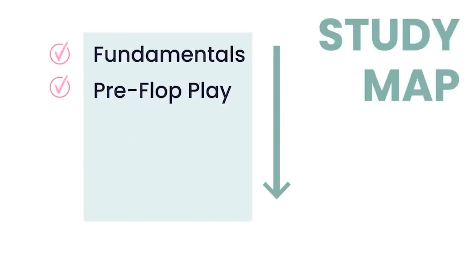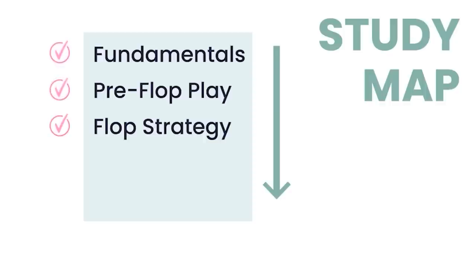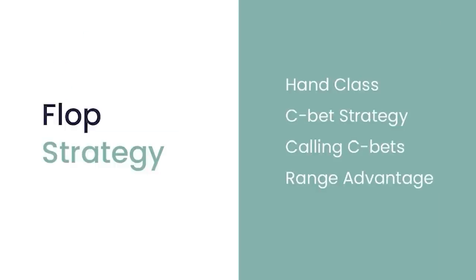Okay, so once you're confident in your fundamentals and pre-flop play, you want to start working on your flop strategy. This includes things like hand classes. I don't know if you've watched my course on continuation betting, but I talk about hand classes in there. That's just grouping the different types of hands together and having an idea of which hands you should be checking and which hands you should be betting in certain situations. So continuation bet strategy, calling c-bets, range advantage. So these are all things that you should be studying after you've nailed down the fundamentals. So definitely start working on these.